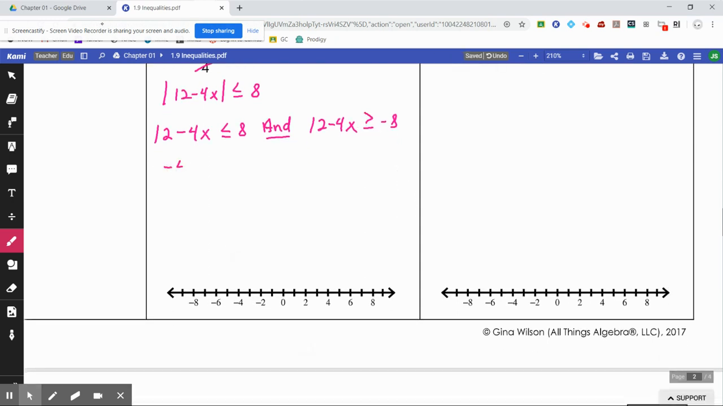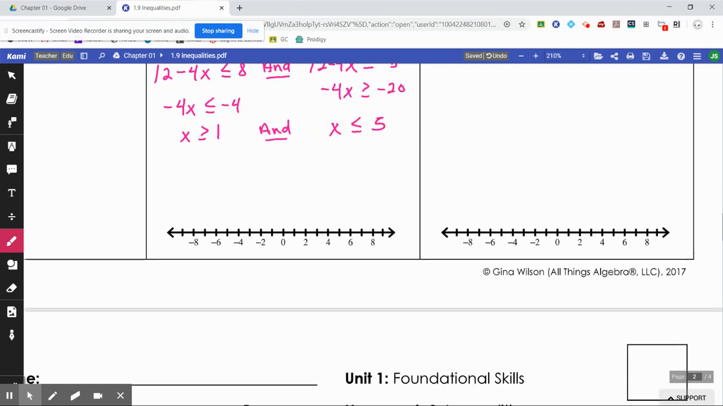Solve each. Negative 4x is less than or equal to, when you subtract 12, gives you negative 4. When you divide by negative 4, flip your symbol, gives you 1. And negative 4x, when you subtract 12, gives you negative 20. When you divide by negative 4, make sure you flip your symbol and you get 5.